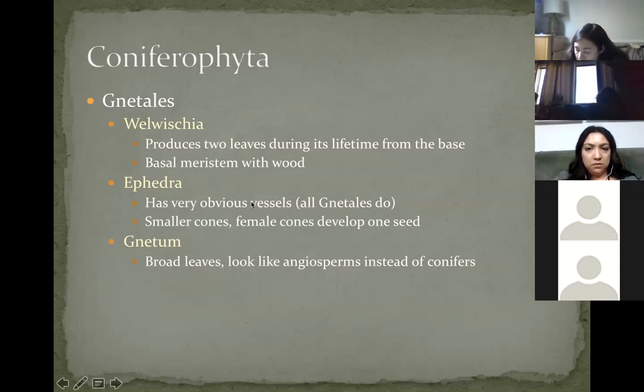Ephedra kind of reminds me of Equisetales, which is the horsetails, because of the way it grows. But their anatomy has really obvious vessels. I mean, all Gnetales have vessels, but the vessels in Ephedra are pretty obvious compared to these 3.